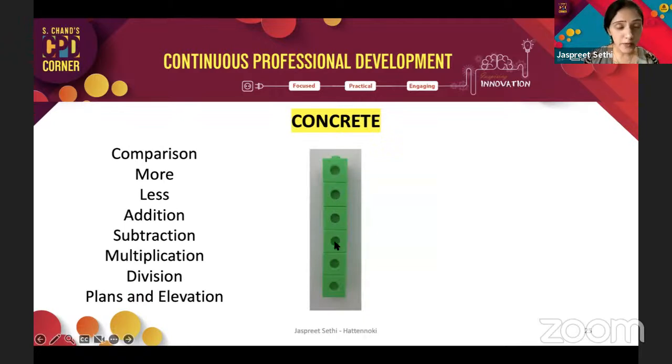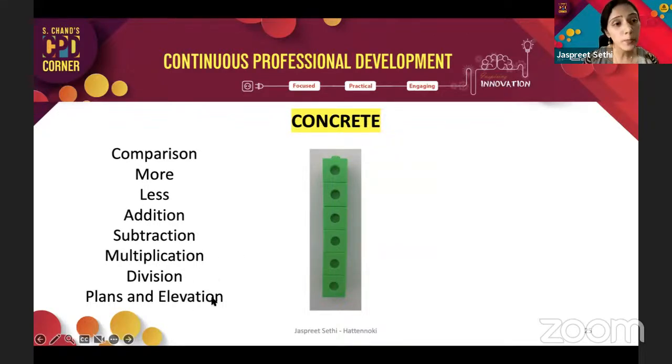These are called Unifix cubes. These are also available readily in the market. It's not very expensive. It's about 400-500 rupees that I've seen, good quality ones on Amazon. And I use them for a lot of things again. This is all in elementary, I understand, but sometimes even for remedial middle schoolers, they are very useful. So not just for comparison, more or less, addition, subtraction, all the basic operations.